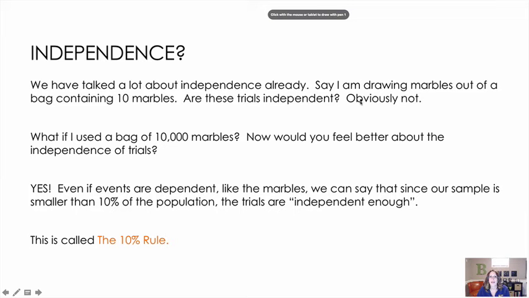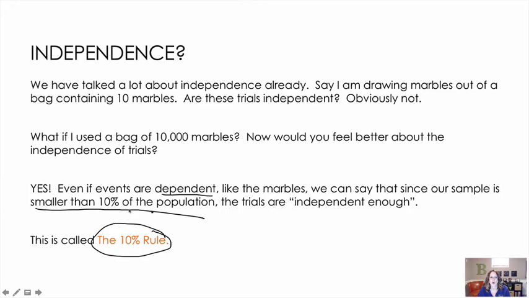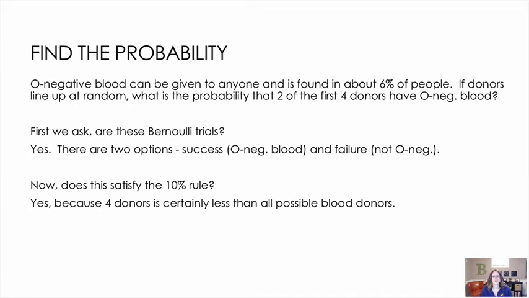So again, 1 out of 10, yeah, that's a big deal. 1 out of 10,000, not such a big deal. So even if events are dependent, like we have with the marbles, we can say that since our sample is smaller than 10% of the population, the trials are essentially independent enough. We call that the 10% rule. We're going to start talking more and more about conditions as we move into next week. So just keep in mind that this is one we'll hit again next week, the 10% rule, meaning that even though we've got dependent events, as long as our sample is less than 10% of the population, then we're okay. So let's look at our first example.